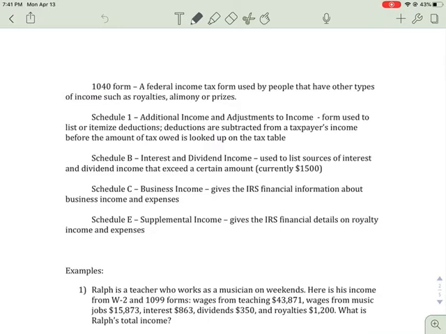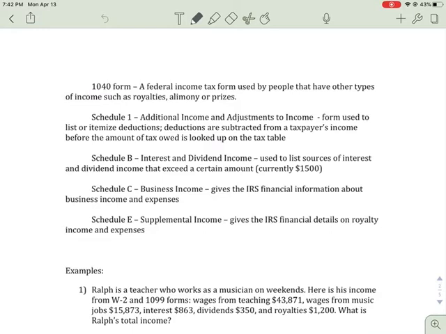Now, Schedule B is where you're going to list your interests and dividends. So if you have investments, interest coming from bank accounts, stocks and bonds, this is the form you're going to use. Now, you have to exceed a certain amount to use this form. So if your interest and stuff like that is not above $1,500, you don't need to report that.